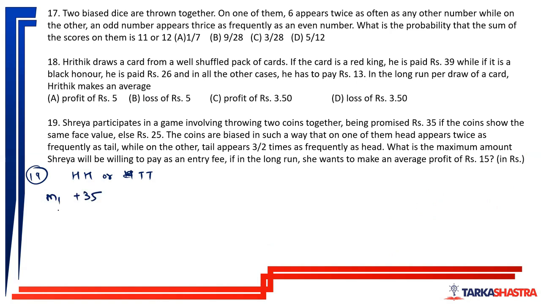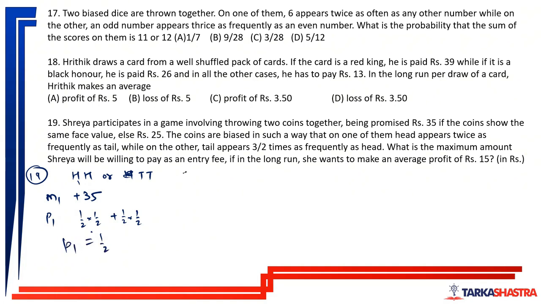Okay, so this is your M1. And then what is the P1? It is 1 by 2 into 1 by 2 or 1 by 2 into 1 by 2. So this is overall 1 by 4 plus 1 by 4, overall 1 by 2. So your P1 is 1 by 2.